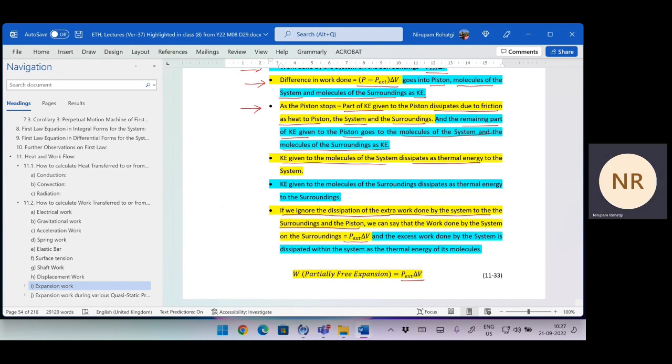So even if the system has done extra work, more than what has gone to the surroundings, the remaining work remains with it and it gets degraded into thermal energy, because its pressure is lost. इसका pressure कम हो जाएगा. तो ये जो है हमें इस तरीके से we have to solve this problem.